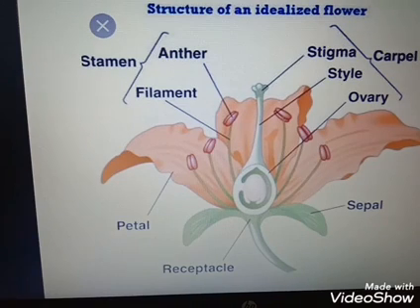Petals are mostly brightly colored. Why are they brightly colored? For attracting the pollinators. Their main function is to attract insects for pollination.